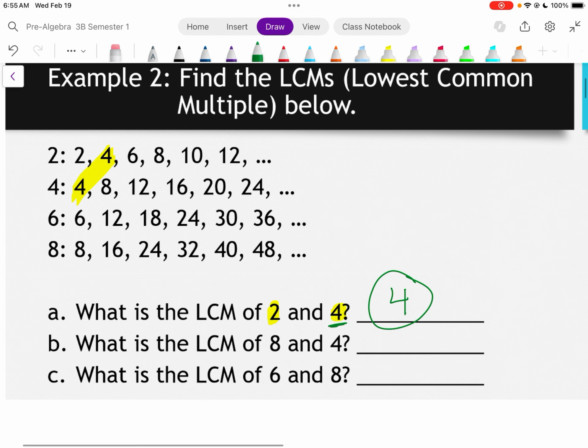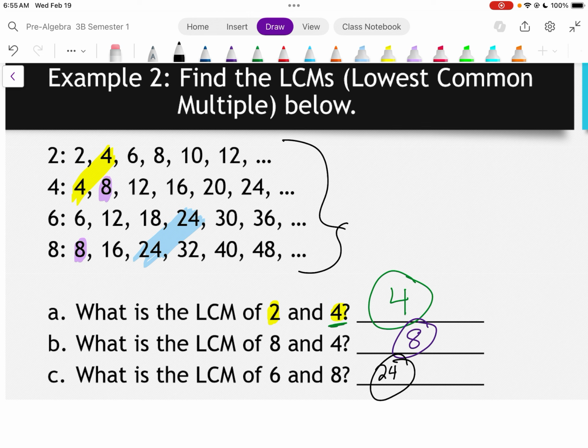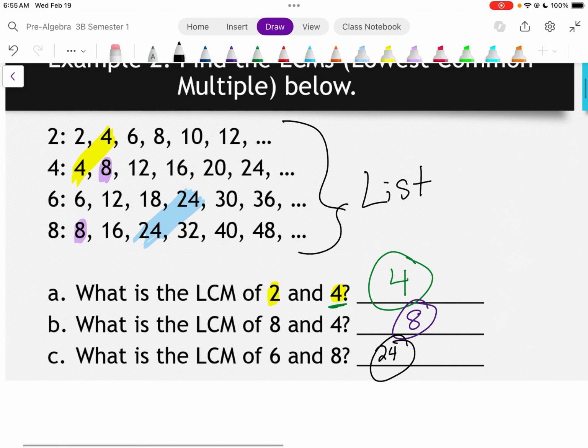Then next, LCM of 8 and 4. If we look, 8 and 4 both go into 8. So again, that would be our LCM. And then next, we have the LCM of 6 and 8. And if we look, it looks like the smallest number that 6 and 8 have in common between their multiples is going to be 24. So sometimes it helps to make a list. Other times you can mentally count, skip count, and figure out which number that they're going to have in common that's the lowest. So whichever method works the best for you.